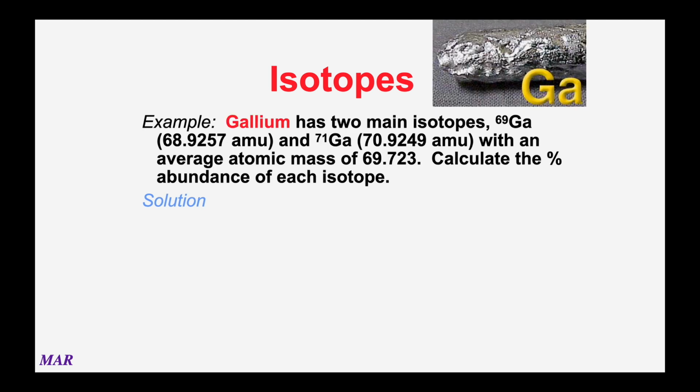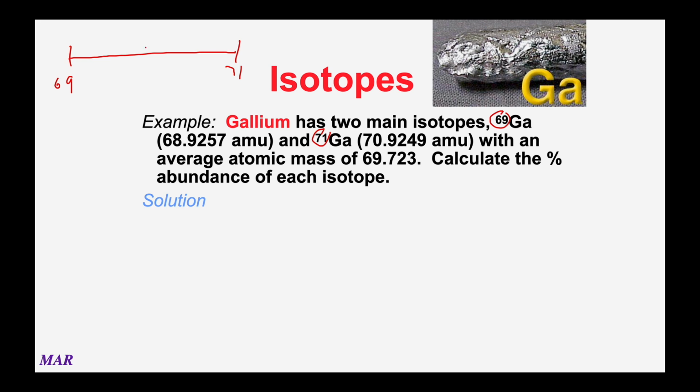Gallium has two main isotopes, gallium-69 and gallium-71, and the average atomic mass, 69.723. We can use this information to calculate the percent abundance of each isotope. And this is kind of an interesting problem. Now, first of all, I want to talk about what's happening right here. And to talk about it, I want to use a number line. Now, a number line can be really helpful with these kind of problems. And on my number line, I'm going to have 69 and I'm going to have 71. And that's because those are the two isotope mass numbers that we're dealing with.